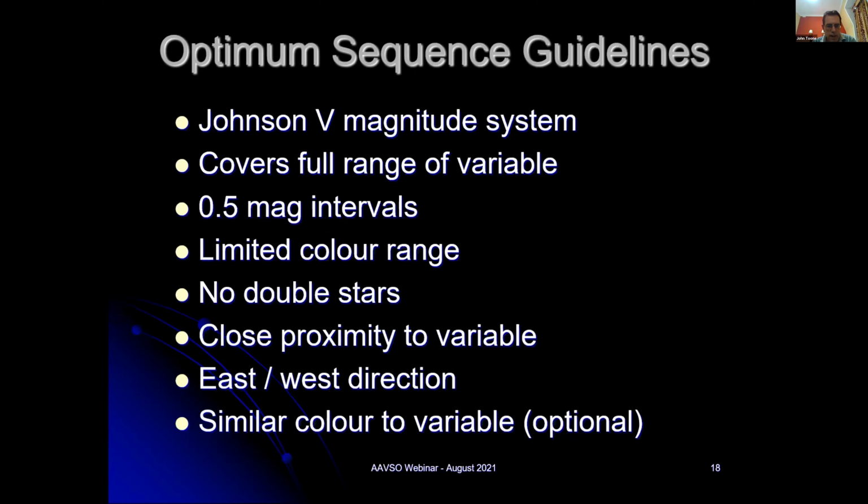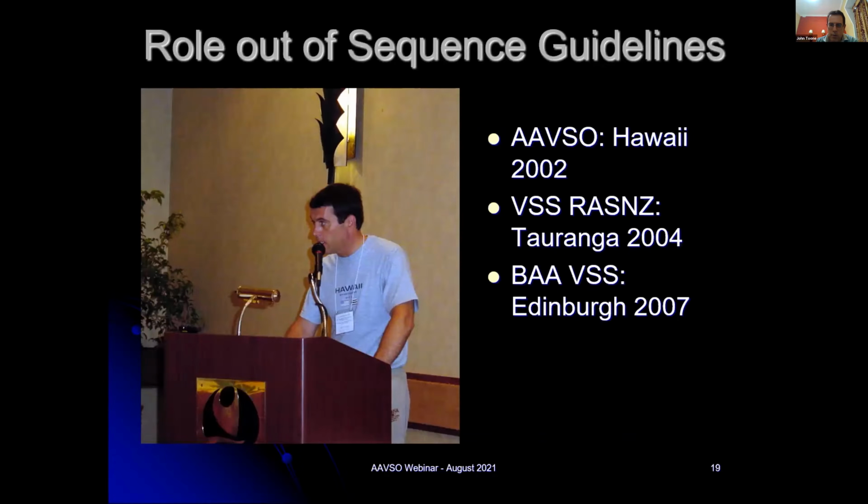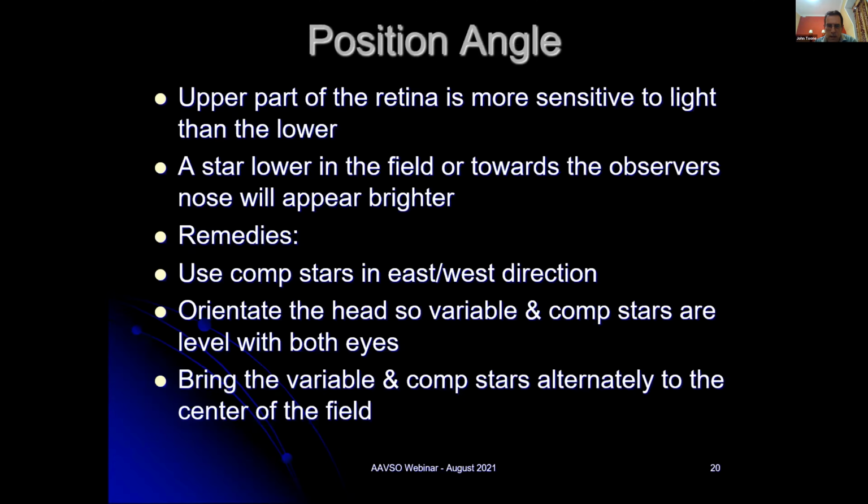No double stars, and you want those comparison stars in relative close proximity to the variable, so if possible, they can be directly compared. East-west direction is important for position angle, and if possible, the same color as the variable. So the sequence guidelines are being rolled out between the three chart making groups within the world: AAVSO, RASNZ, and BAA. And I was responsible for rolling out these sequence guidelines in each of those countries' meetings in the early 2000s.